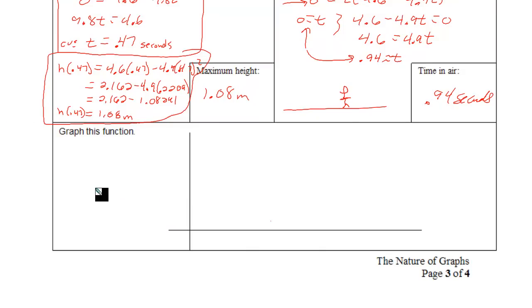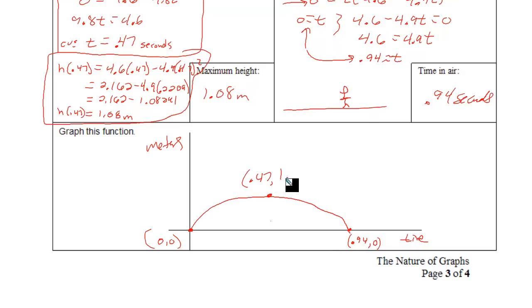And finally, you're supposed to graph this function, which is pretty simple because we found the X-intercepts 0 and 0.94. This is the time. This is measured in meters. And we have this maximum, which not coincidentally is halfway between. 0.47 seconds got us 1.08 meters high. So that's your graph.